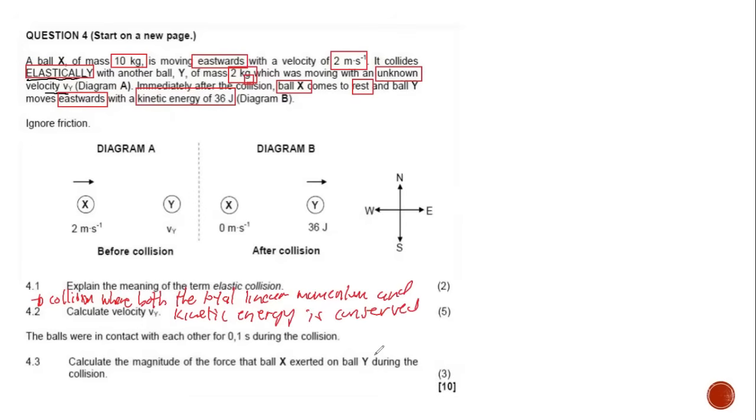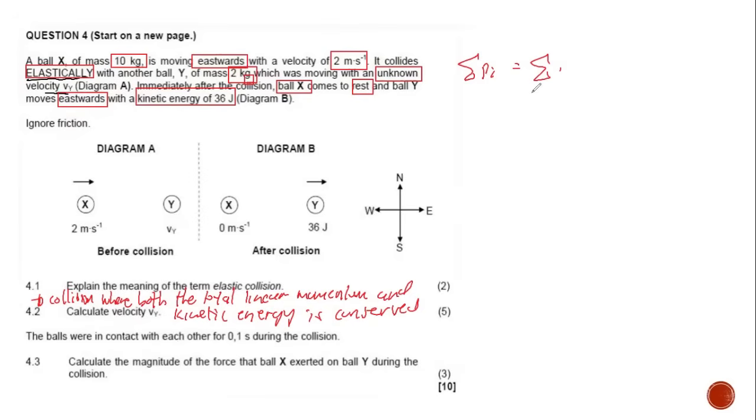Right. So this is a collision where both the total linear momentum and kinetic energy are conserved. Okay, then 4.2 says calculate velocity Vy. Calculate this velocity here. As we can see, we are given the cardinal points, and we are told about eastward and westward. Then we are going to say the sum of momentum initially is equal to the sum of momentum finally.